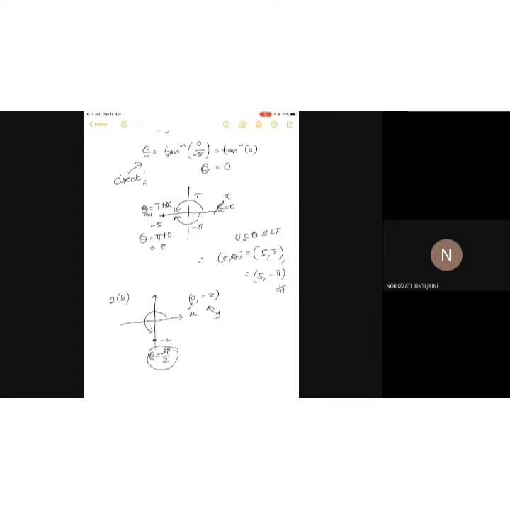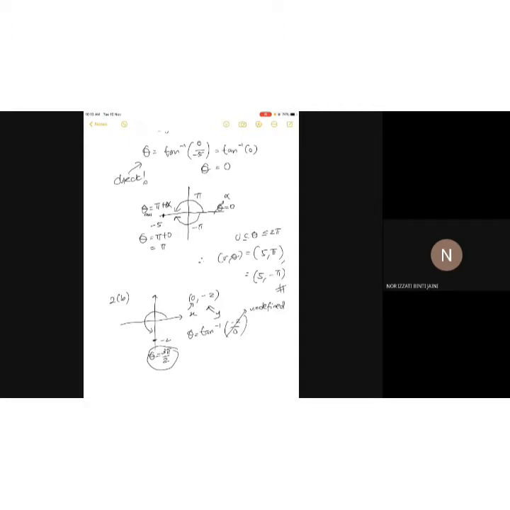Tapi kalau awak tekan calculator, awak akan tak dapat jawapan. Sebab kenapa? Sebab dia adalah Y over X kan, negatif 2 per kosong. Negatif 2 per kosong ni what we call undefined. So awak kena lukis untuk tahu di mana theta awak berada. So bila awak lukis, ini jawapan awak. Theta equals to 3 pi over 2.